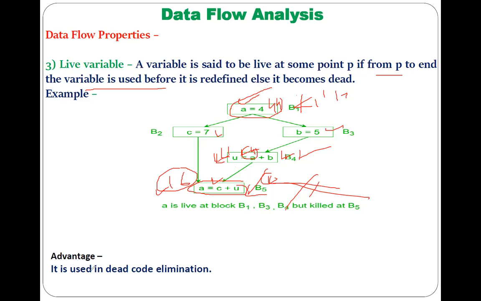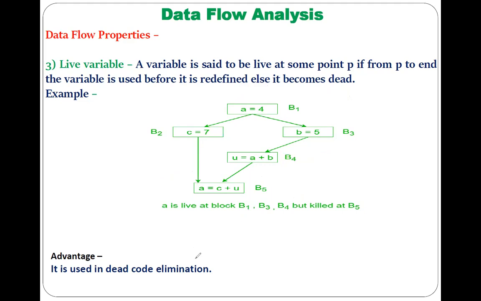Now its advantage. Where can it be advantageous in case of global optimization? It is used to do dead code elimination. Dead code elimination is one of the global optimization techniques, as you know. So the live variable property can help us to do dead code elimination. Now how can it help us to do the dead code elimination?